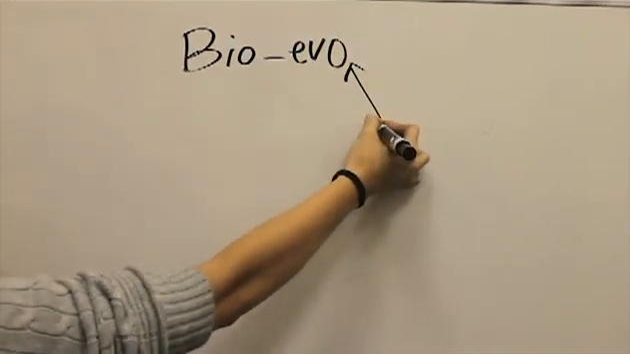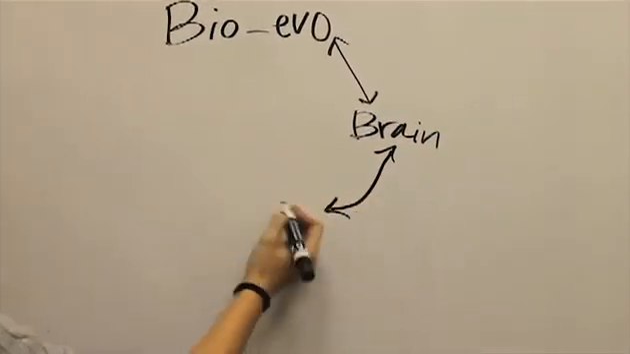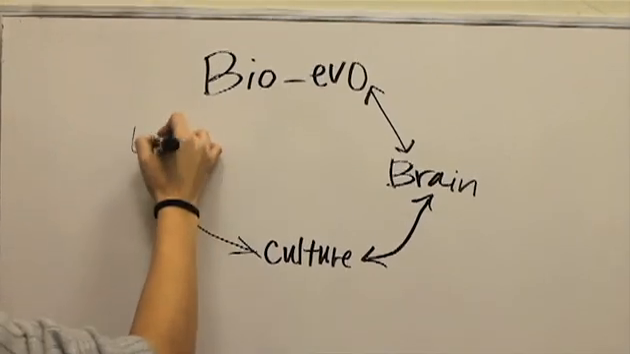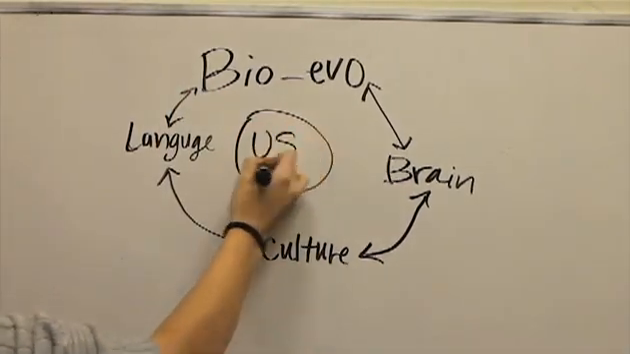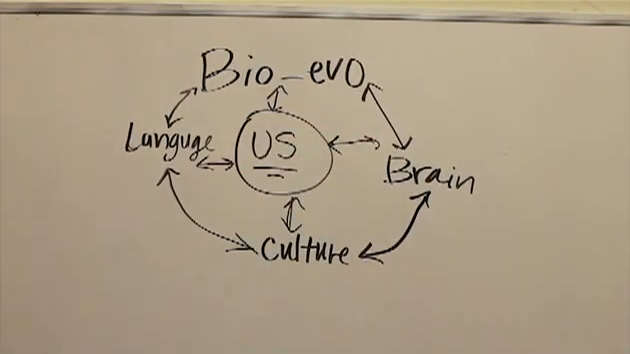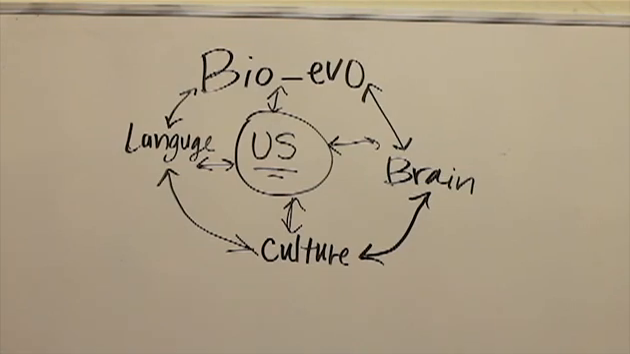These four lenses, biological evolution, the brain, culture, and language, work together to create us. We are the unique human animal. We are Homo sapiens.